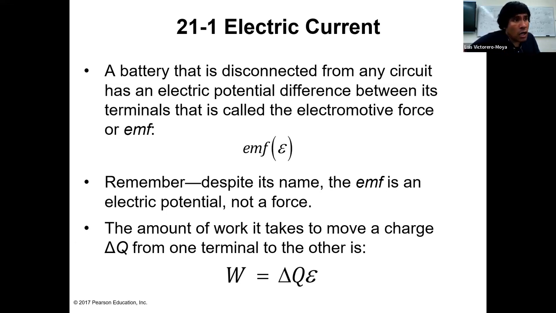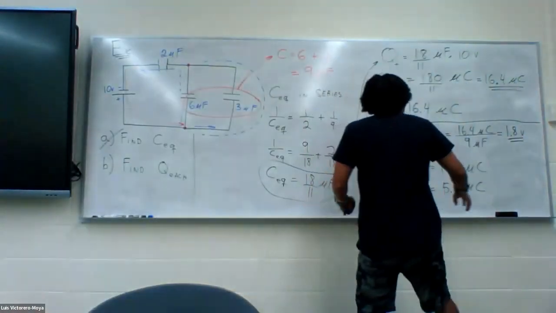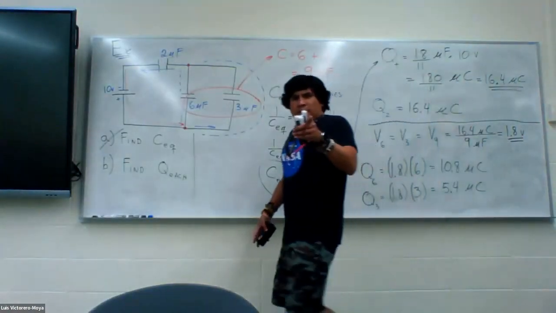Basically, the amount of work per unit charge. But that's if the battery is unplugged. When you plug the battery into a circuit, you obtain the voltage. So what is the relationship? Well, it's not in the slides. It might be in the textbook.